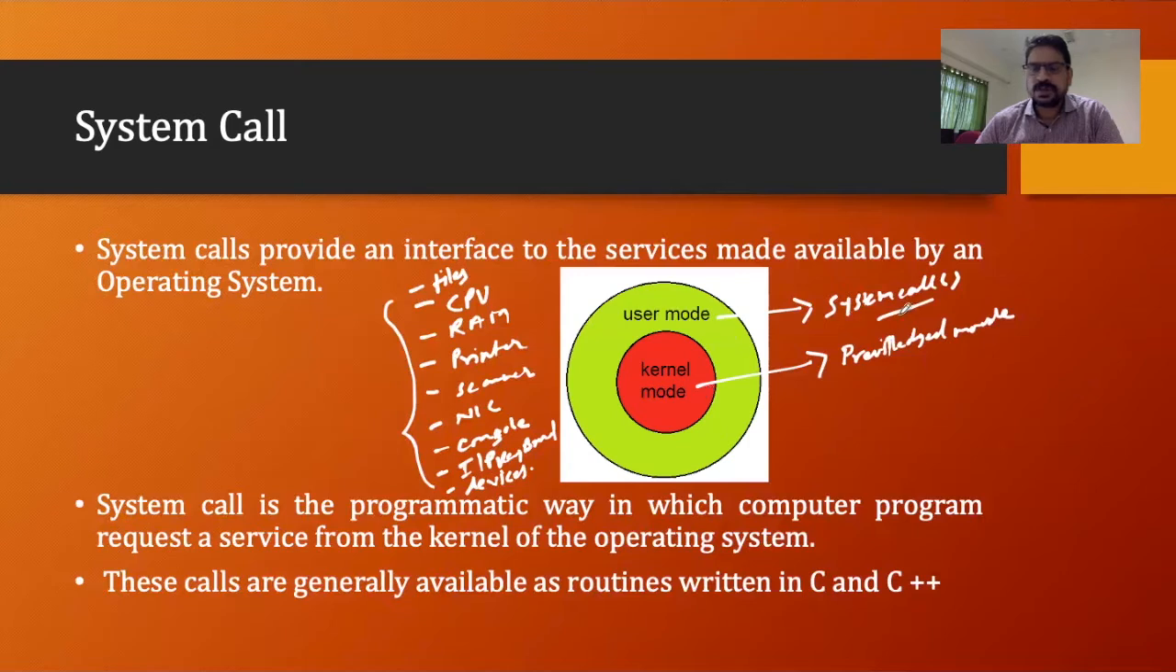So the system call will help you to get all those resources which are provided by the operating system and which will be used in your program or in your application. The system call is a programmatic way in which a computer program requests a service from the kernel of the operating system. We make a request through the system call for all those services which are useful in that particular application.